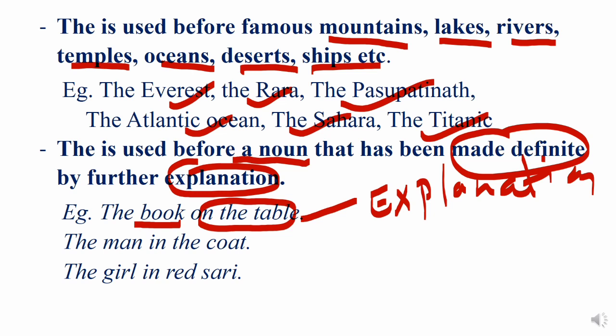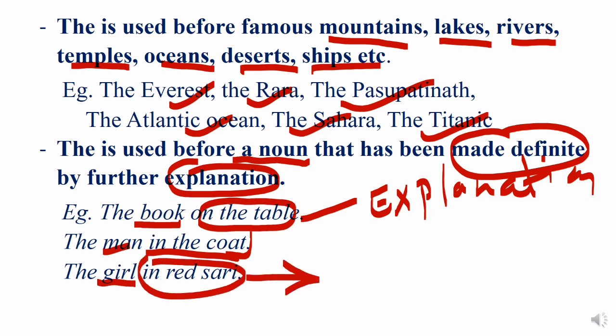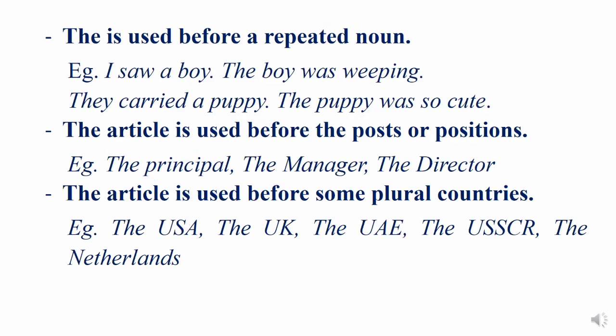So we write the book because it has been made definite with the explanation. In the same way, the man in the coat. This in the coat makes it definite. That's why the man in the coat. Next, the girl in the sari. This girl has been made definite by this explanation. That's why we use the article before the girl here. If a noun is made definite by further explanation, we use the article.